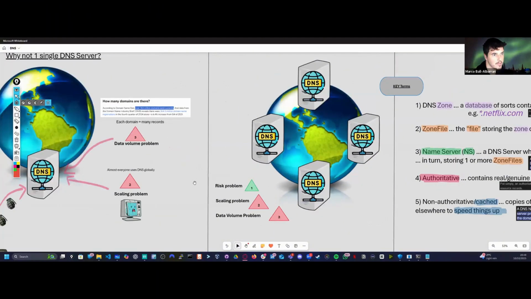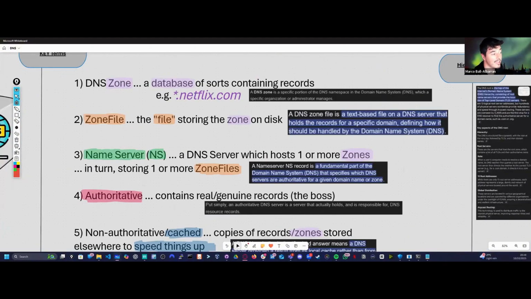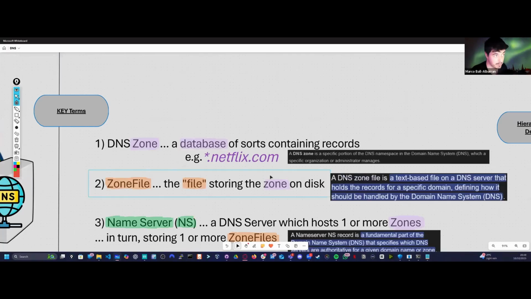So just before we talk about the hierarchy, there's a few key terms just to get this straight, okay? I just need you not to switch off for the timing, okay? Just to bullet point this.